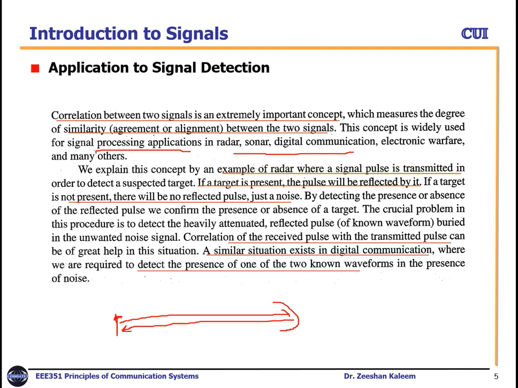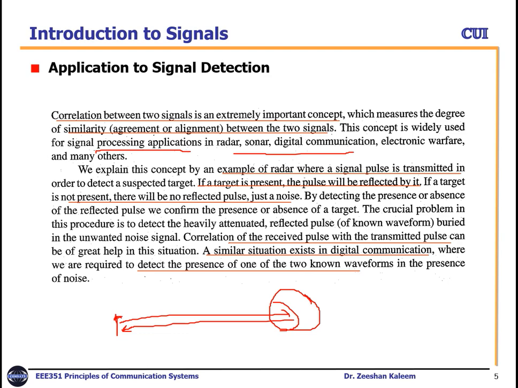So how can we detect whether the object is present here or not? This is the application of correlation here. How does it work? If a target is not present, there will be no reflected pulse. If you transmit from here and no reflection comes back, then it means there is nothing here, because reflection can only occur when some target or object is present. So by detecting the presence or absence of the reflected pulse, we confirm the presence or absence of a target.